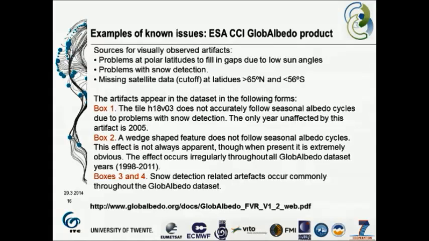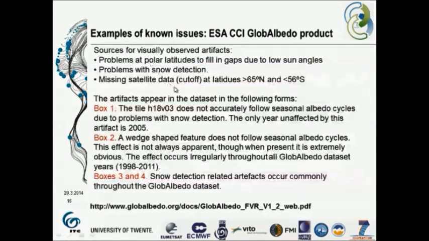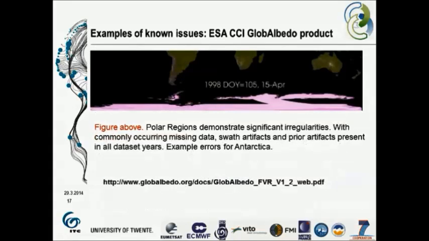Then boxes 3 and 4. They are the northern Canadian archipelago and northern Siberia. Very strange to think that there is snow south of this straight line and not snow north of it, and the same in Canada. And what the validation report tells is that snow detection-related artifacts occur commonly throughout the GlobAlbedo dataset. And still one issue in the Antarctic.